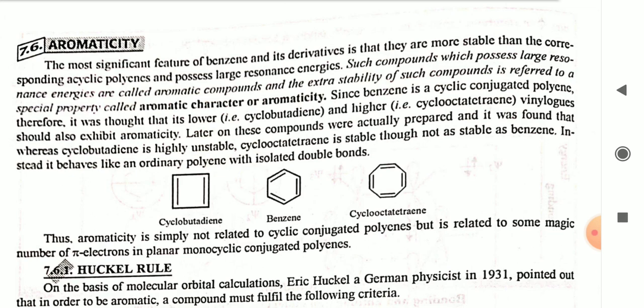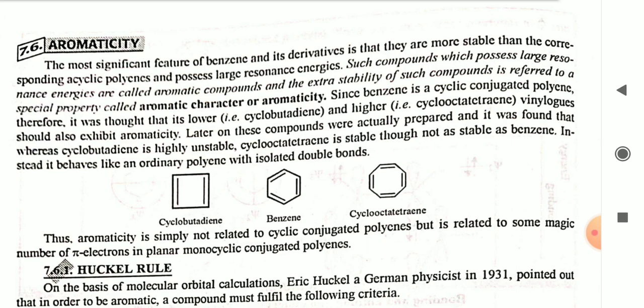Aromaticity. The most significant feature of benzene and its derivatives is that they are more stable than the corresponding acyclic polyenes and possess large resonance energy. Such compounds which possess large resonance energy are called aromatic compounds, and the extra stability of such compounds is referred to as the special property called aromatic character, or aromaticity.